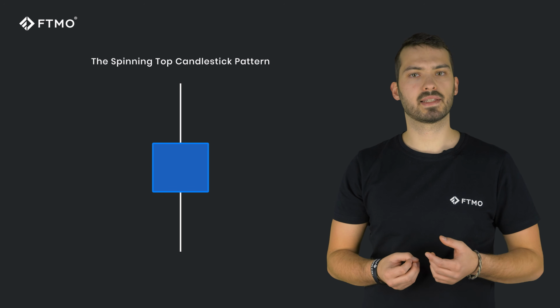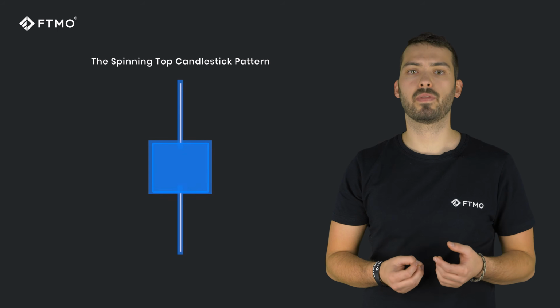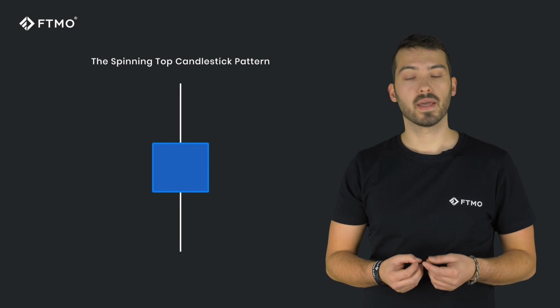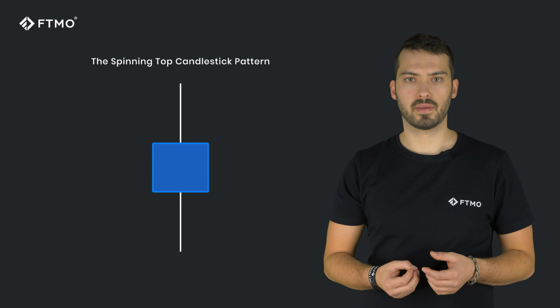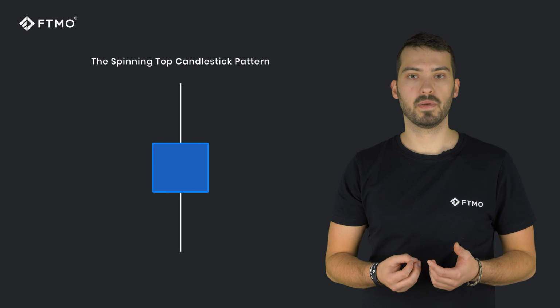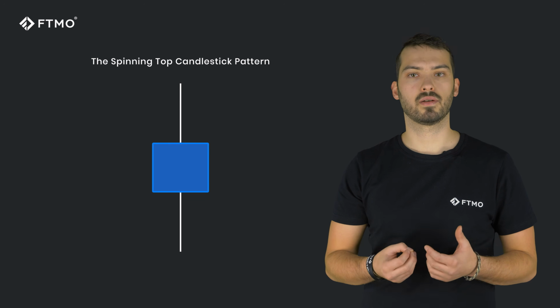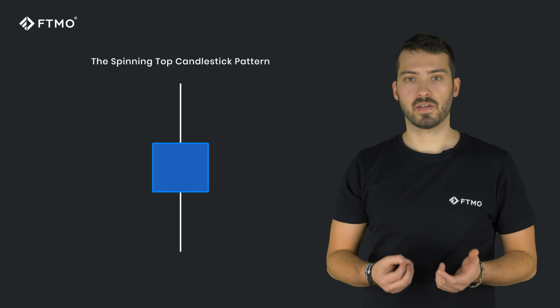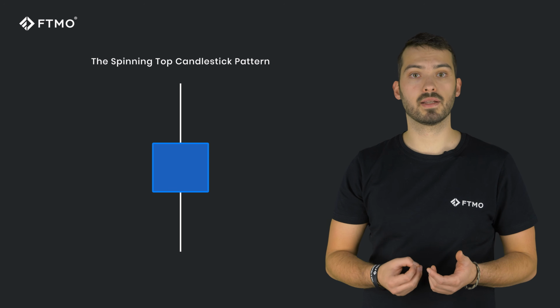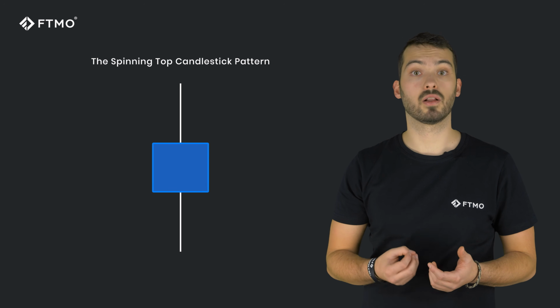The spinning top candlestick pattern is a single candle with a small body and long wicks. It signals indecision in the market. The general rule of thumb is that if we see the spinning top candlestick at a resistance level, it is a short reversal signal. Vice versa, spotting the spinning top candlestick at a support area signals a long reversal.